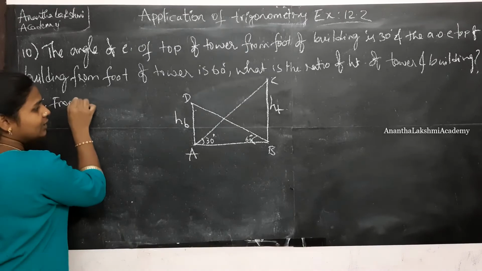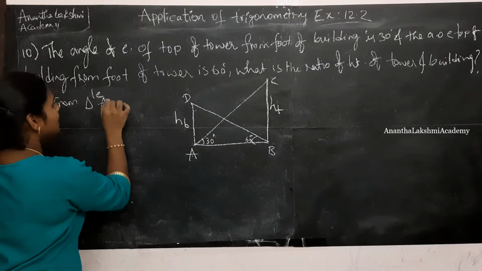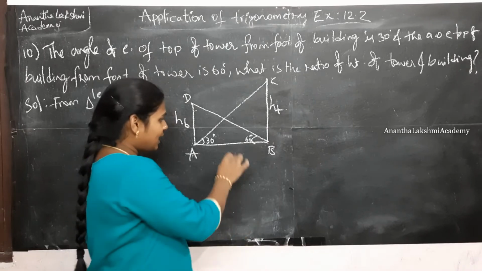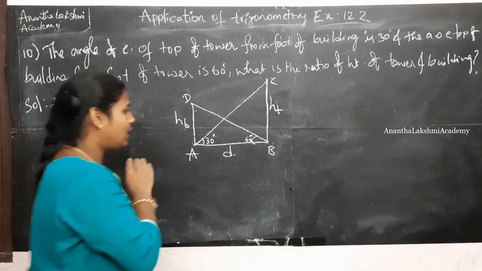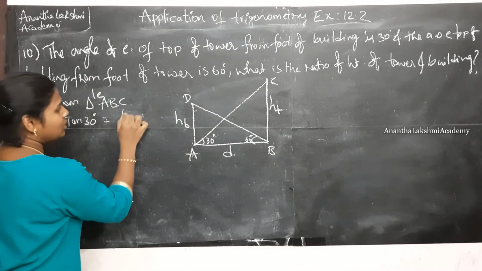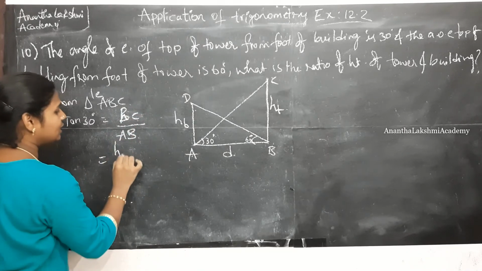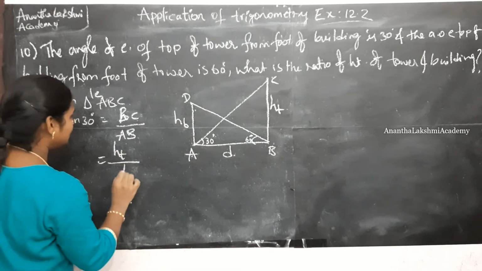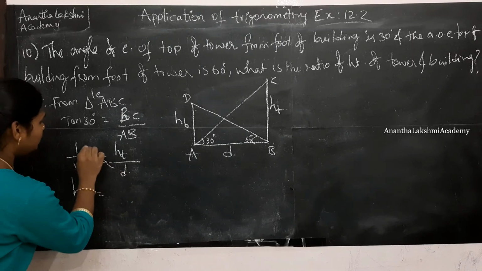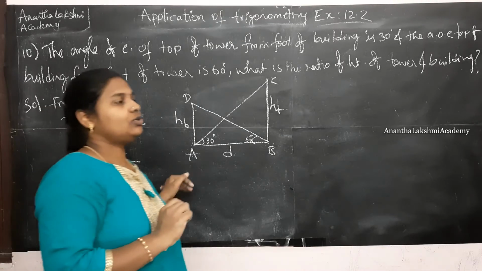Solution: from triangle ABC, we know the opposite side. Let me assume the distance as D. From triangle ABC, tan 30 degrees is equal to BC by AB. What is BC? Height of the tower, by AB, which is D. What is tan 30? 1 by root 3. Height of the tower is equal to, when you do the cross multiplication, D by root 3. Now we got to know the height of the tower.